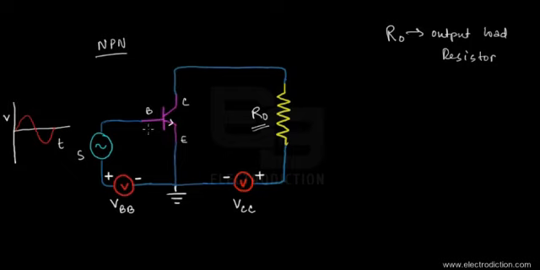So I'm going to write it down over here. We're going to have a voltage of VBB plus this positive half. Let's call this particular peak voltage VI. So we're going to have an input voltage of VBB plus VI falling across the base and emitter terminals.